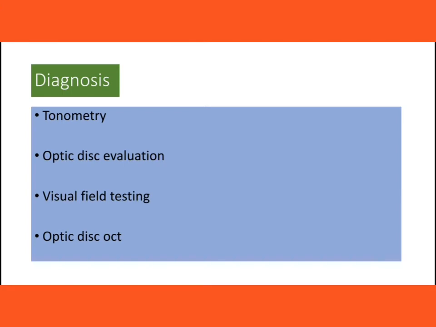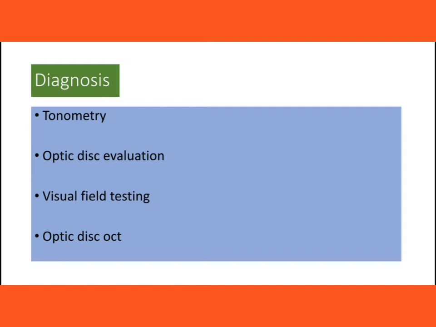First of all, tonometry to measure the intraocular pressure of the eye. One thing that I want to tell you is to always use the Goldmann applanation tonometer to measure intraocular pressure, not NCT, not any other type like the Schiotz tonometer or air puff tonometer. Don't use those. Always use the Goldmann applanation tonometer, because it is the gold standard method to measure the intraocular pressure of the eye.